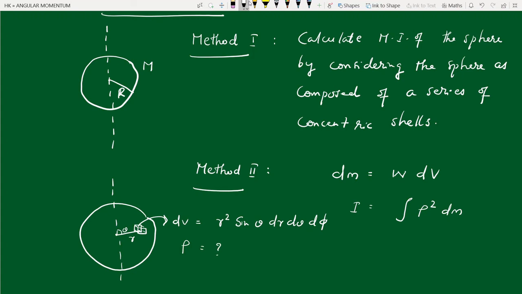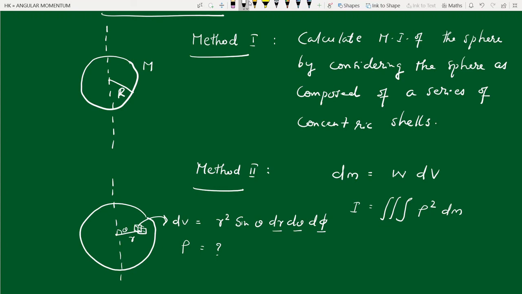So you can substitute this rho here, get it from the figure, and dm here, dm is rho into dv, and dv I have written. What is rho? Mass per unit volume. For that you have to use the idea that it's a uniform sphere, mass is uniformly distributed. So from that you can figure out the mass per unit volume. So substituting all these values, this will be a volume integral. It's a triple integral. What are the three variables? r, theta and phi. So you put the proper limits for r, theta and phi.